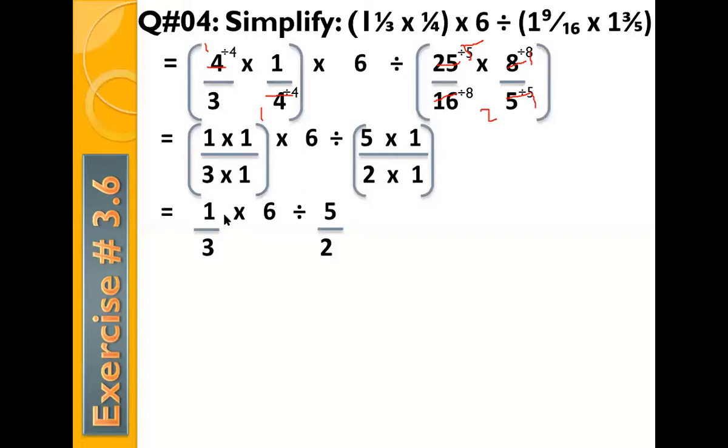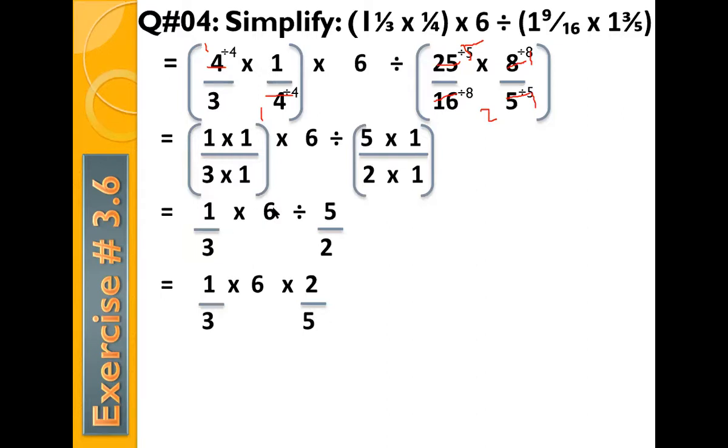Now here you have 1 upon 3 multiplied by 6 divided by 5 upon 2. Here you have multiply and here you have divide. So you have to convert this sign of division into sign of multiplication by making the reciprocal of 5 upon 2 to 2 upon 5. So what will it become? 1 upon 3 will remain the same, multiply will remain the same, 6 will remain the same. Your division will be converted into multiplication and then it will become 2 upon 5.